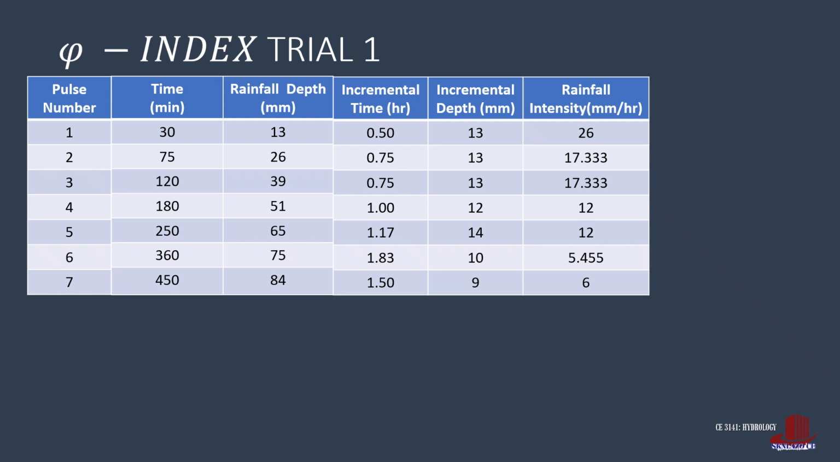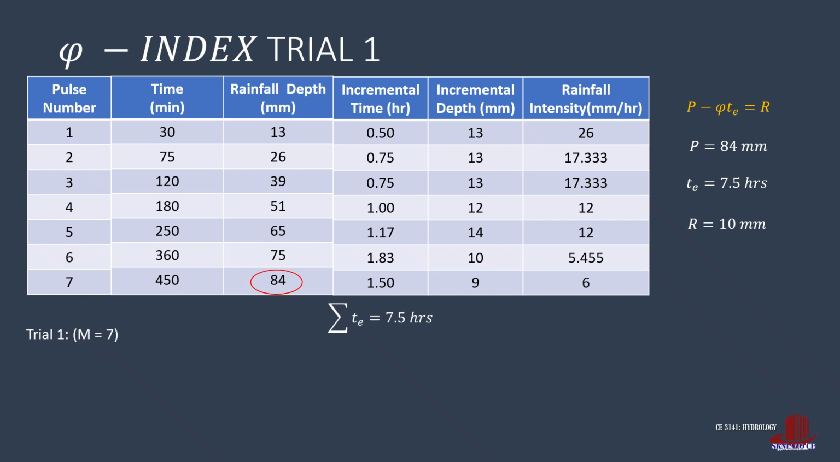For the first trial, we consider all the 7 pulses. Our guide is the function P minus phi times t is equal to R. P is the accumulated rainfall. You can either take the summation of the incremental depth, which turns out as 84, or you can look at the last entry from the accumulated depth, which should be the same, 84. For t, take the summation of the incremental time, which shows 7.5. You can also use the last entry from the accumulated time, given as 450 minutes, which is also 7.5 hours.